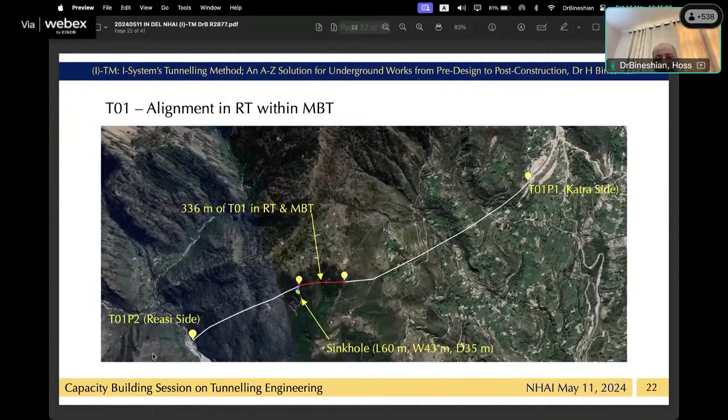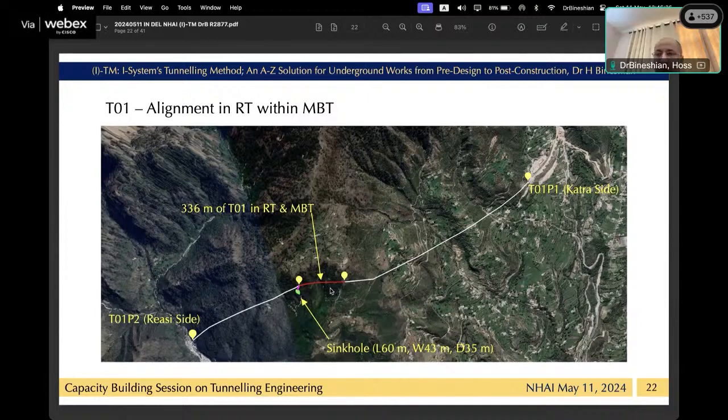In this slide, you can see the alignment of tunnel T1. This is the revised alignment. And you see which portion is crossing the Riyasi Thrust and MBT. Let me explain about Riyasi Thrust and MBT. Riyasi Thrust is the most problematic portion in MBT. MBT stands for Main Boundary Thrust.